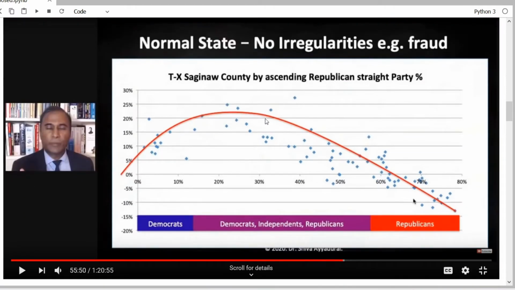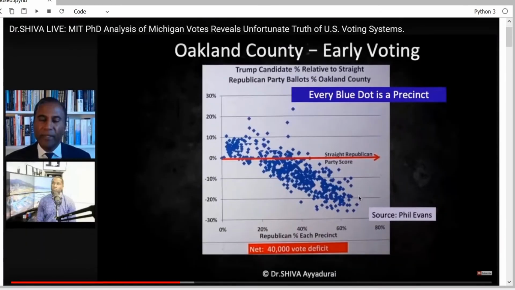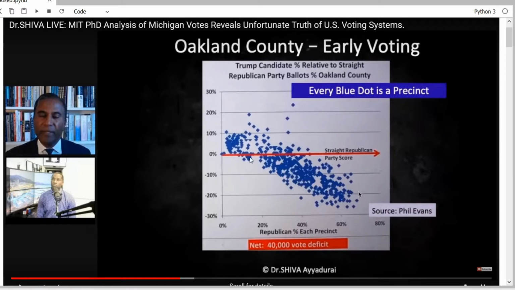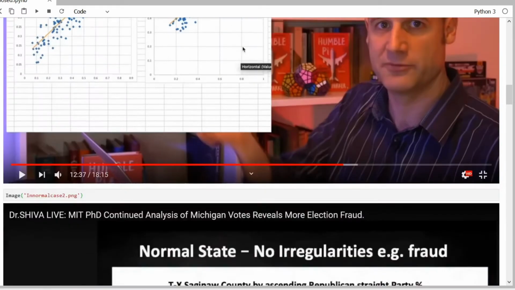So he says there's actually supposed to be this swooping curve where it goes up and then back down, and this is how it's supposed to look. And this is in his response video. But what we saw in Michigan in 2020 was just this straight line going down.